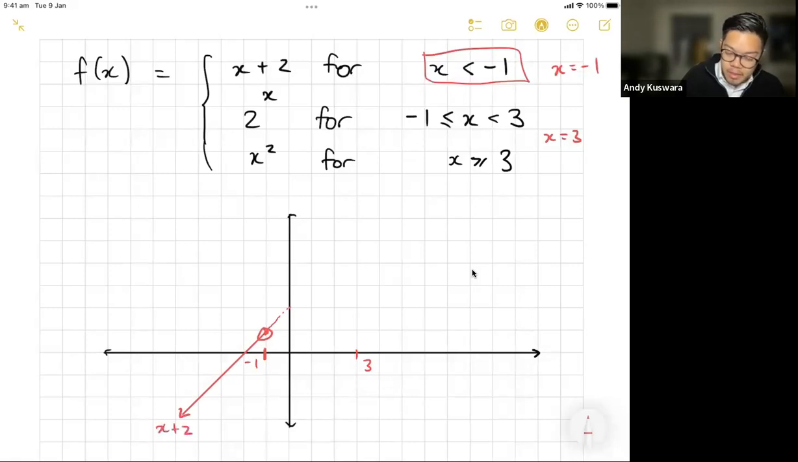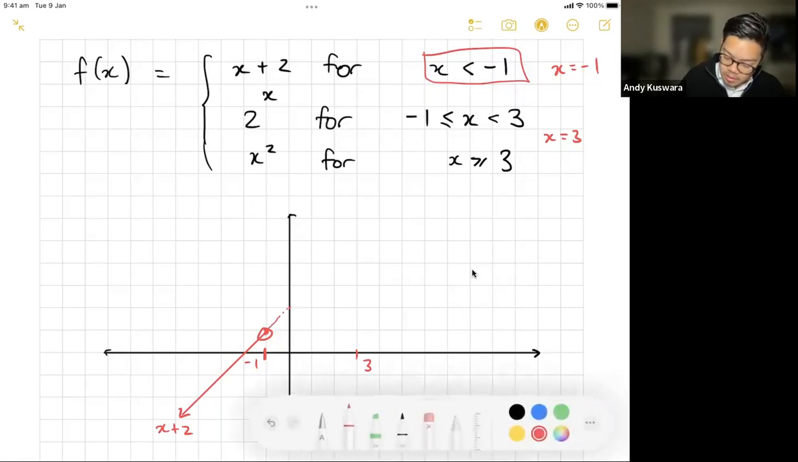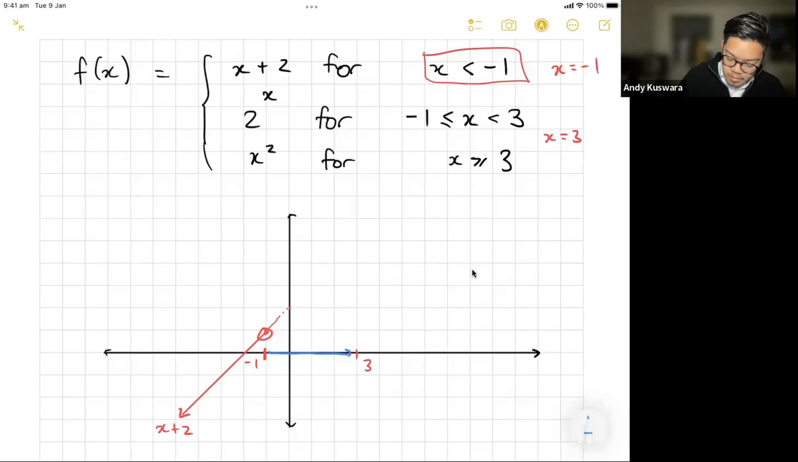Then between -1 and 3, we have this exponential of 2 to the power of x. In between here and here, it'll be something like this. I can equal at -1 because I have that equal sign, so I'm going to color it in. And then at 3, it's going to end up with an open circle.